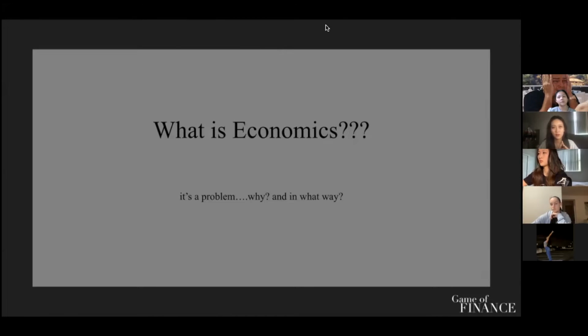Economics is a problem because of scarcity. And we've mentioned this before. So there is not enough of what you want, and definitely not enough of what you need. So therefore, economics is a problem. And the essential point for economics is solving the problem of scarcity.